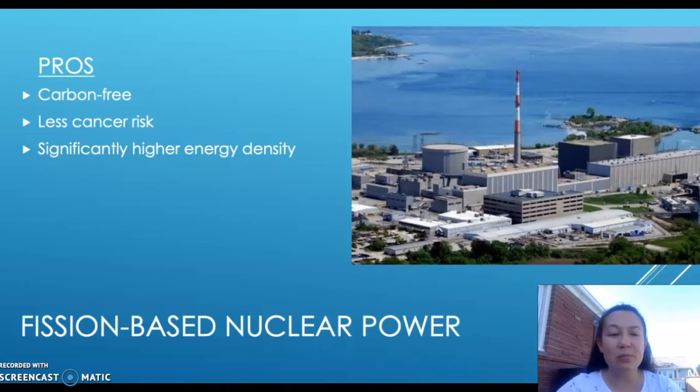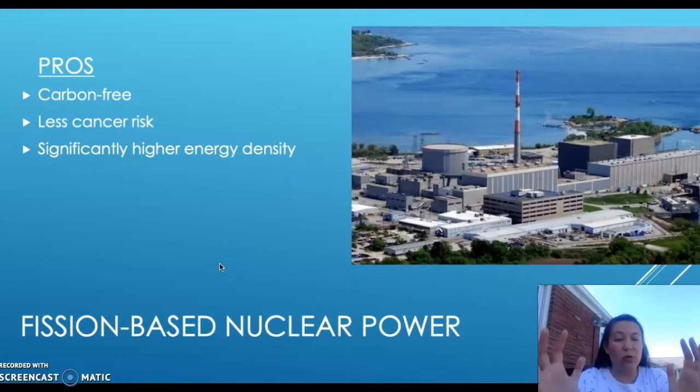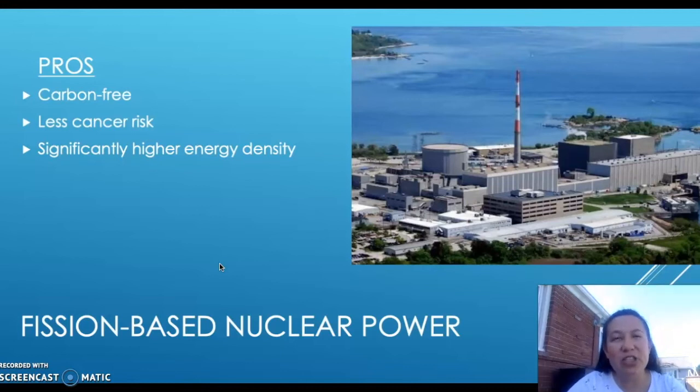Another very important point here is fission-based nuclear power has significantly higher energy density, meaning for every 1 kilogram of coal, you get about 1,000,000 times more energy out of the nuclear reaction versus the chemical reaction. And you know what, guys? We actually have a fission-based nuclear power plant right by us. This one picture right here, that is the Millstone Nuclear Power Plant in southern Connecticut.